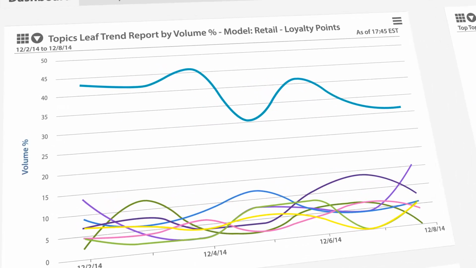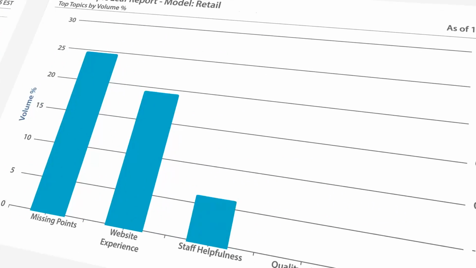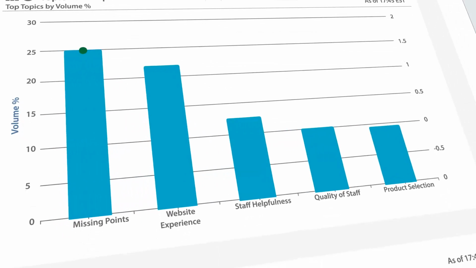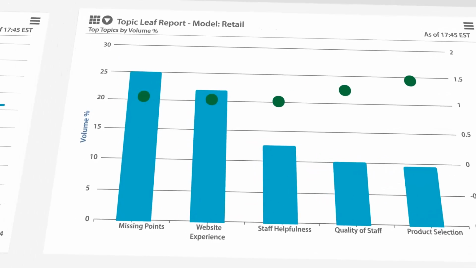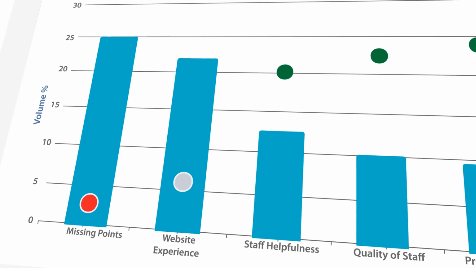Recently, Eric has noticed a consistently high volume of calls about loyalty points. Using Clarabridge's intelligent topic and sentiment detection, he identifies that the high volume of calls about loyalty points is paired with low sentiment, indicating that customers are frustrated with the rewards program.